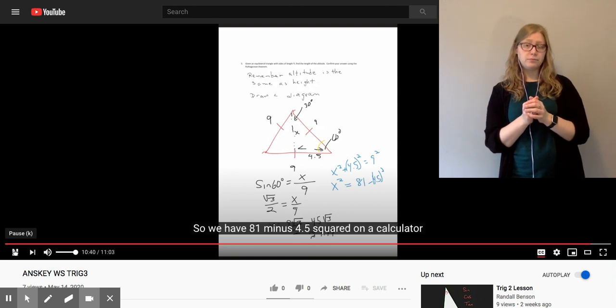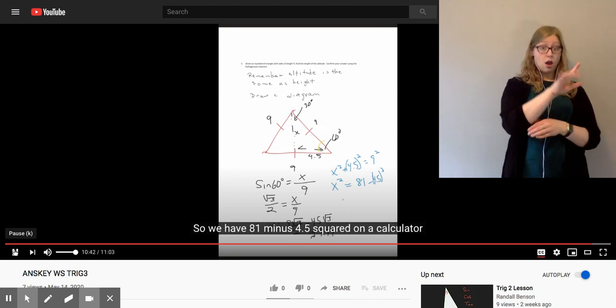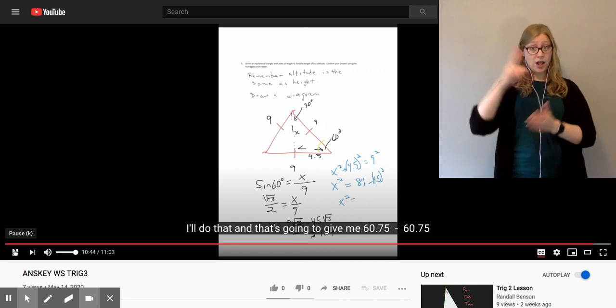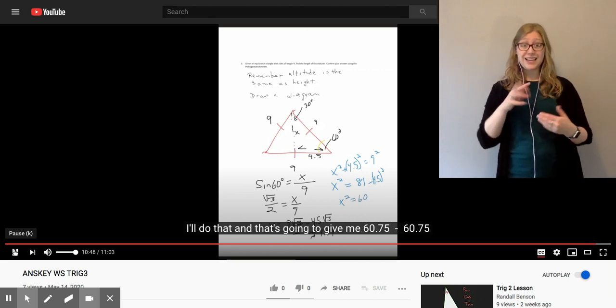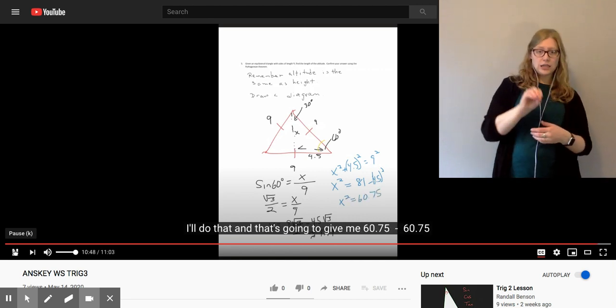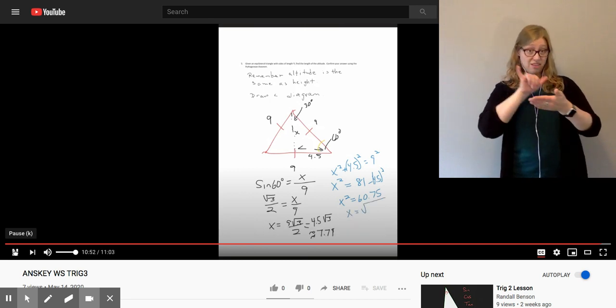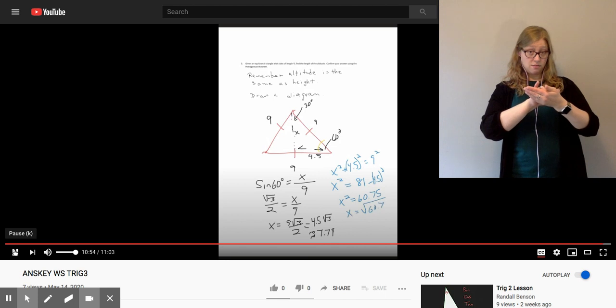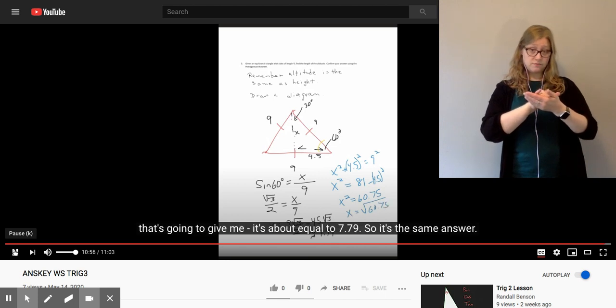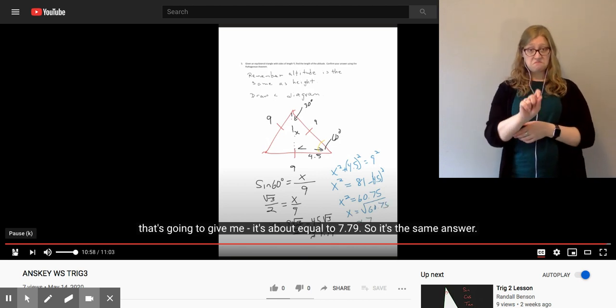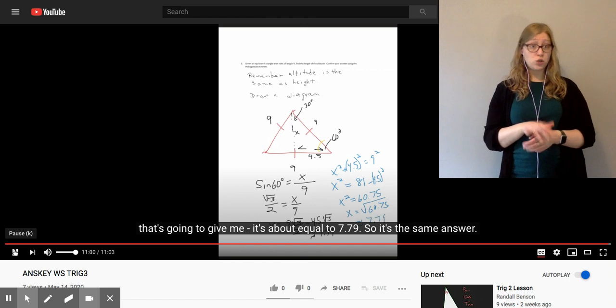So we have 81 minus 4.5 squared on a calculator. I'll do that, and that's going to give me 60.75. If I take the square root of that, it's about equal to 7.79. So it's the same answer.